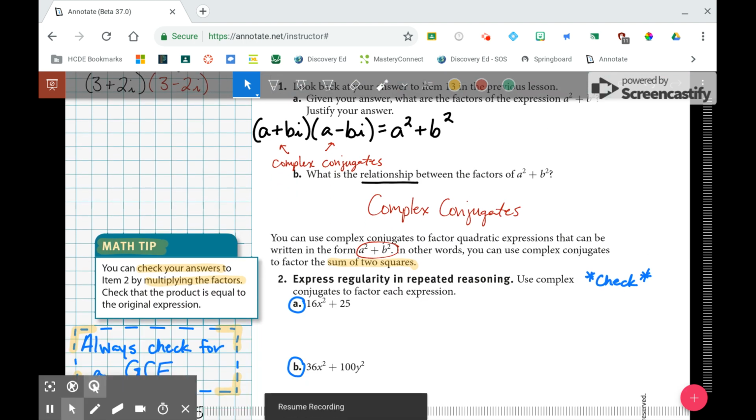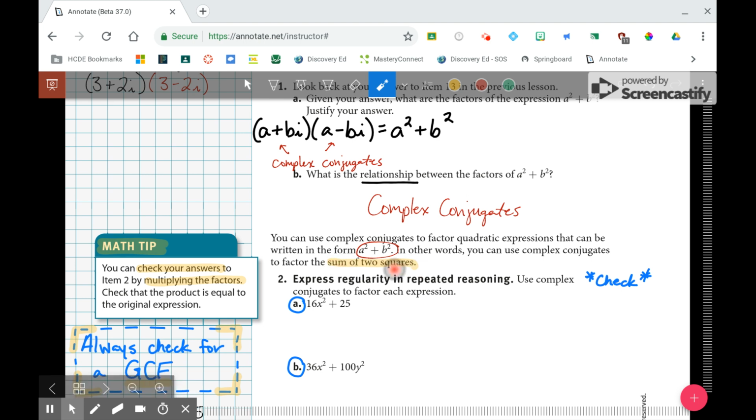This can also be referred to as sum of two squares. You may remember difference of two squares when we were factoring with real numbers. So we also have sum of two squares, which is a squared plus b squared. So we're going to do some examples with factoring complex.